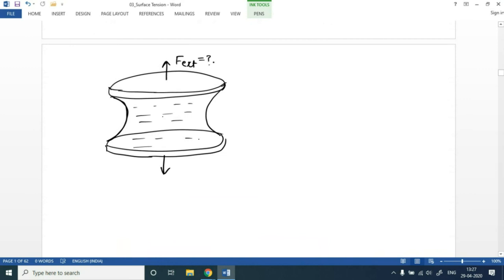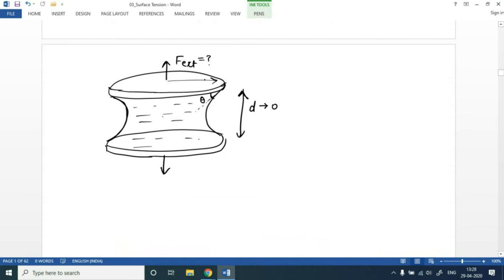The parameters given in this question are, let's say, at this instant the separation between these plates is D. And this angle, which is known as the angle of contact, about which we will be discussing more, is given to us as theta. It is also given that D is very small in comparison to the radius of the disc.